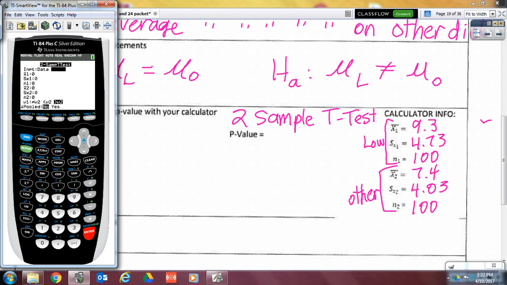I'm in stat over to tests, 2 sample t test. Not equal to. And then it's going to ask us about pooling. And here's what you think about. You don't ever want to see Miss McClellan out at the pool. So we will never pool. No pooling. Ever.